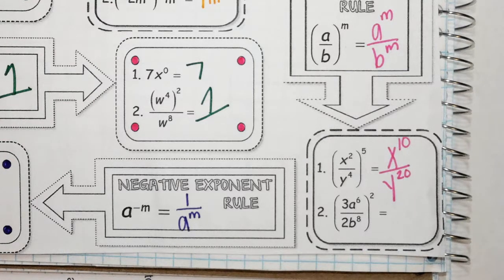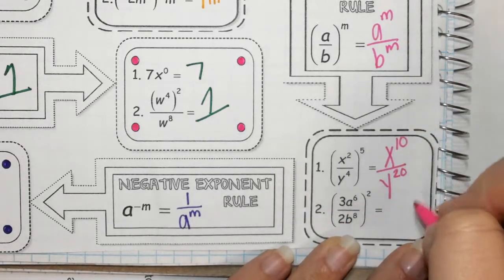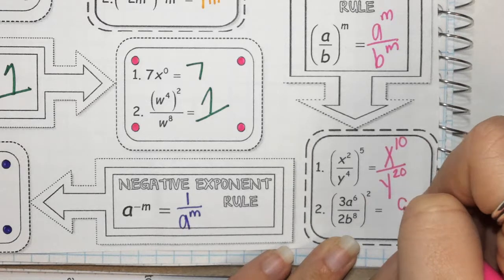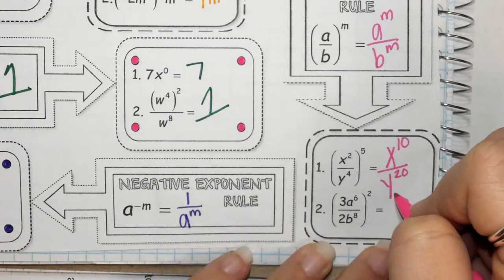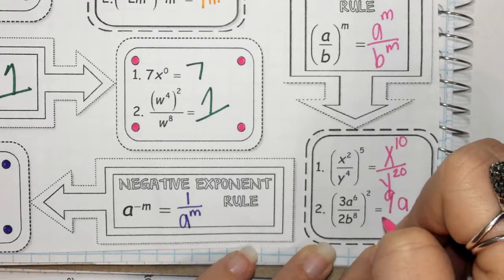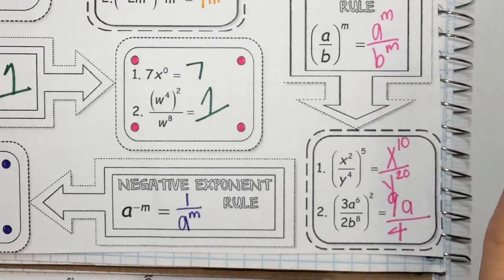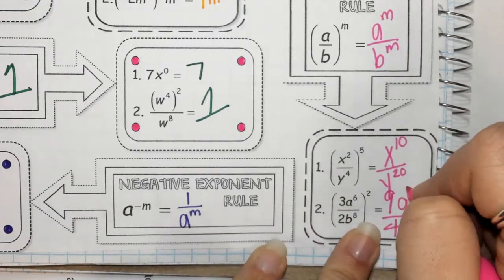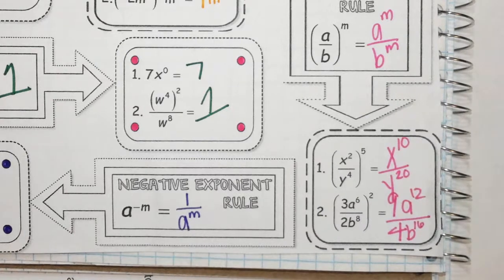Now on number 2, what would you do? Yes. And you would get? You would raise that, so 3 squared is, and 2 squared is? Love it when we answer. Thank you, Elmer. Take a point, Elmer. And then 6 times 2 is 12, and B would be to the 16th.